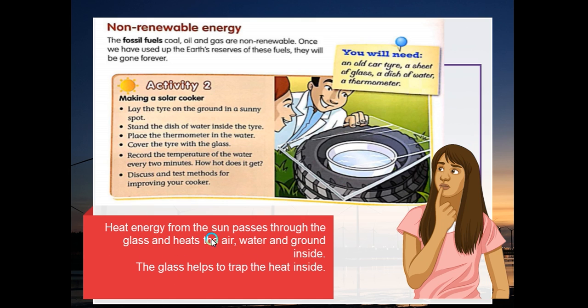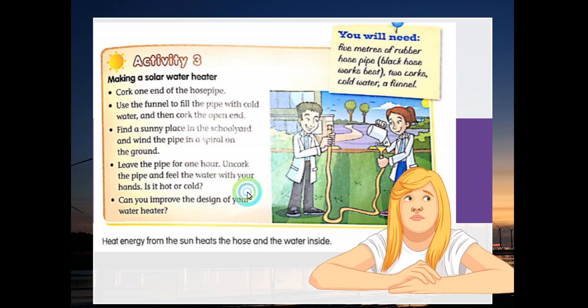So what happens is that heat from the sun passes through the glass and heats the air, water, and ground. So the heat from the sun passes through this glass and makes everything around hot. So the glass helps to trap the heat inside. So just try that at home and make sure you are safe when trying that.